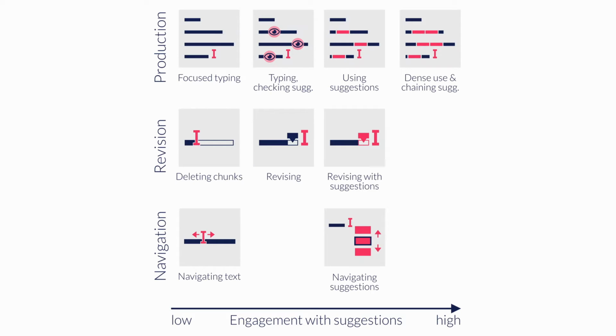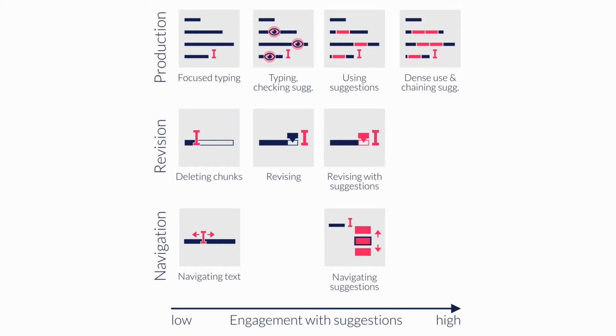In a bit more detail and as a visual summary of the behavior of the participants in the study, here we have this visual overview of 9 fundamental behavior patterns that we found in our analysis. On the x-axis, we go from left to right, from low to high engagement with suggestions, as explained earlier. And on the y-axis, we have the 3 different aspects of production, revision, and navigation.